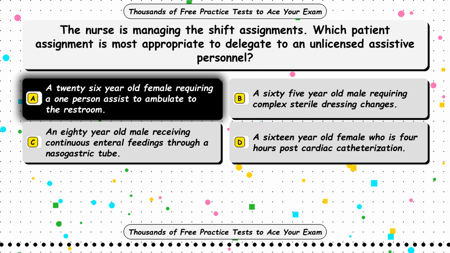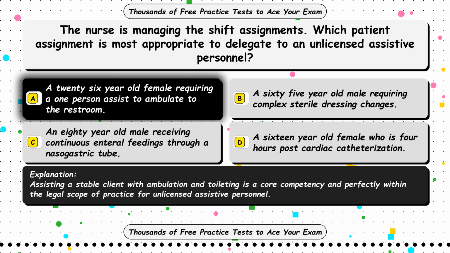The correct answer is option A. A 26-year-old female requiring a one-person assist to ambulate to the restroom. Assisting a stable client with ambulation and toileting is a core competency and perfectly within the legal scope of practice for unlicensed assistive personnel. Question 49.